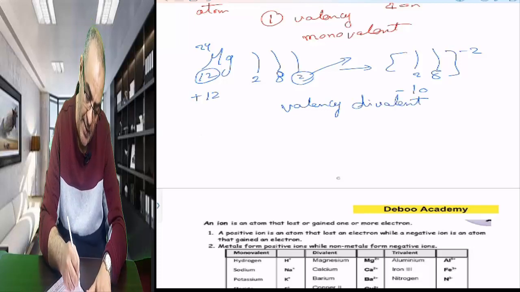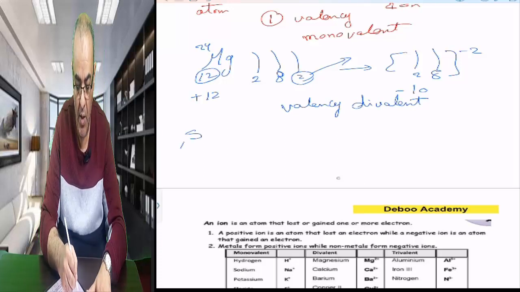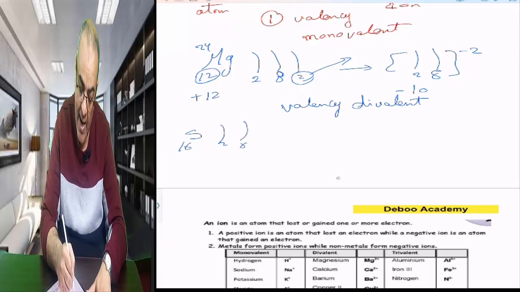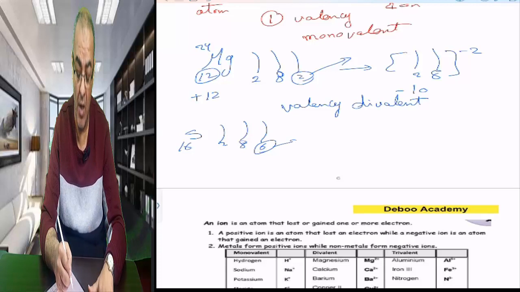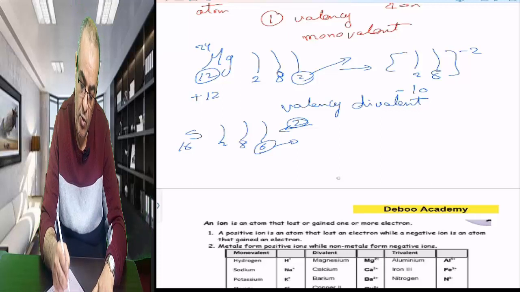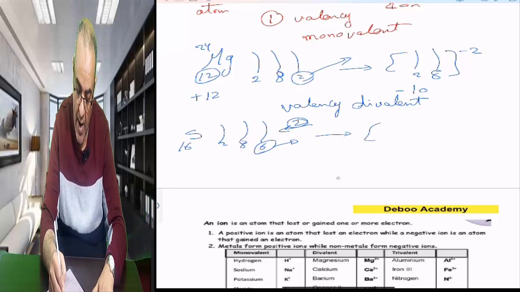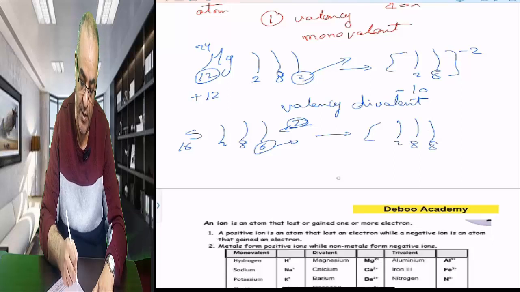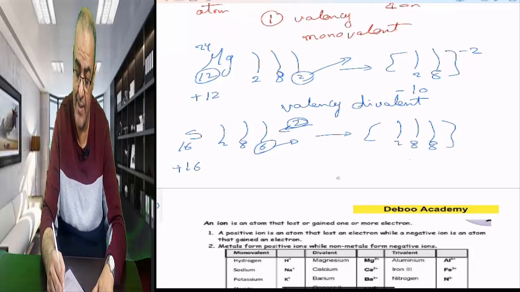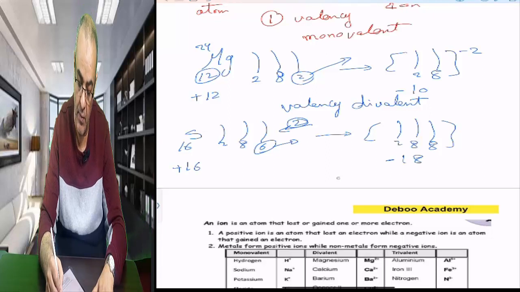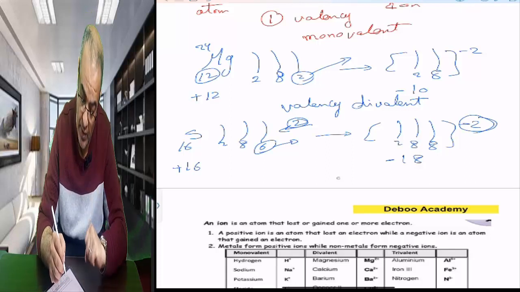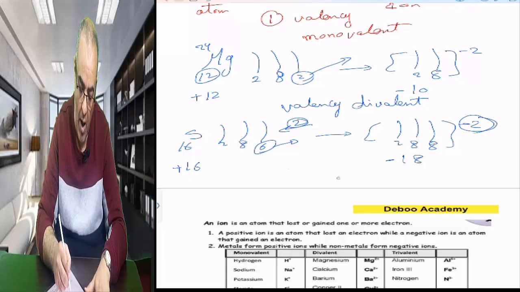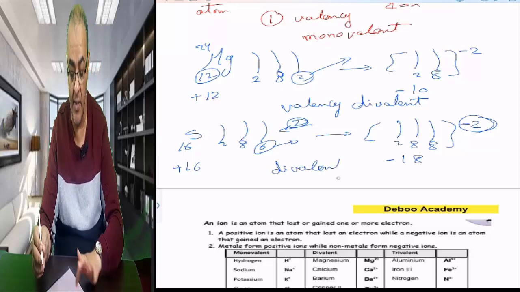If we take, for example, S 16, here 2, 8, 6. In this example, you have 6 pounds. So you will get rid of these 6 pounds or, yes, borrow 2 electrons. They still have 2 electrons to fill. So the ion will be 2, 8, 8. Here 16 positive and here 18 negative. So it forms a negative ion, negative 2, because it borrowed 2 electrons. So it will be divalent. And this is the idea of valency.